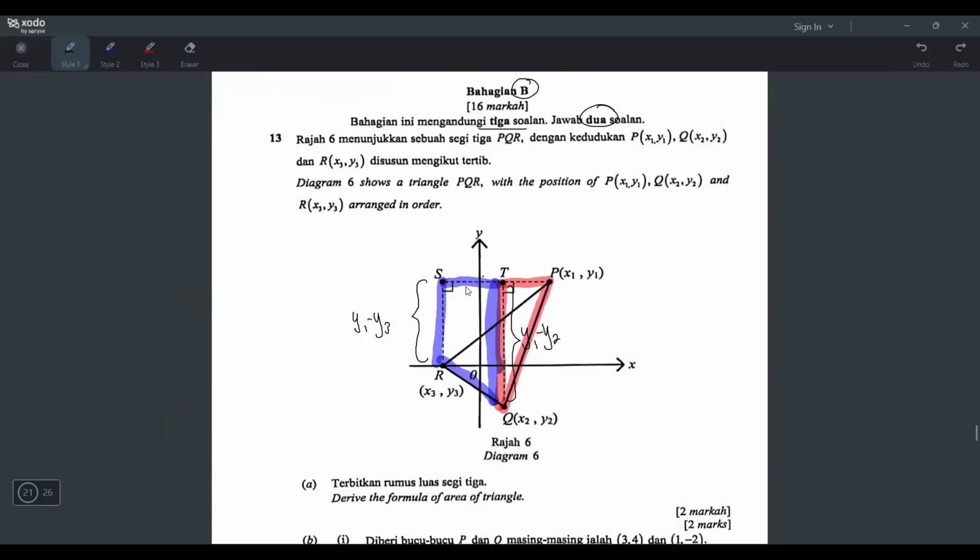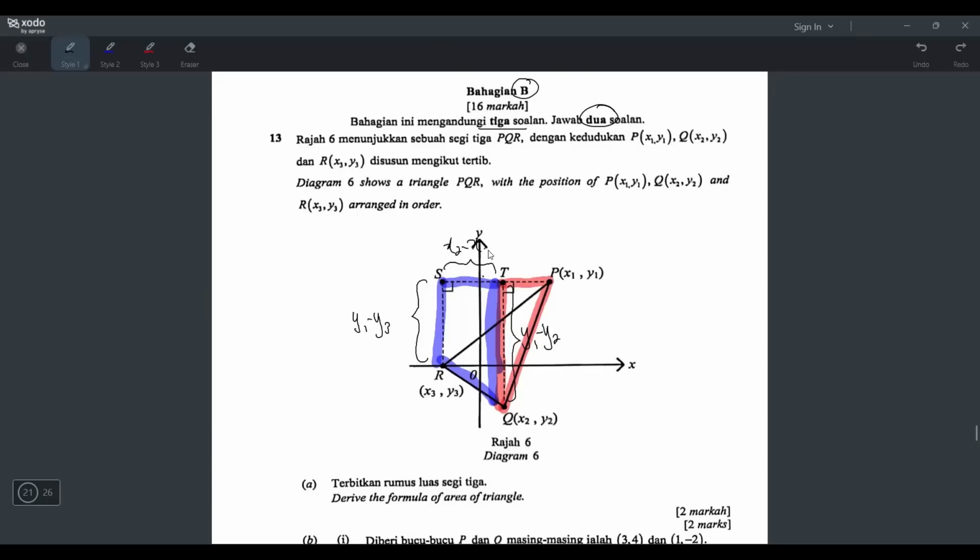Now you are finding horizontal distance, so you should take x minus x, not y minus y. But this time, whose x coordinate do you take? It will be this point T. Point T's x coordinate will be x2. Can you see it? X2, that's the distance. So x2 minus x3. That's the distance here.